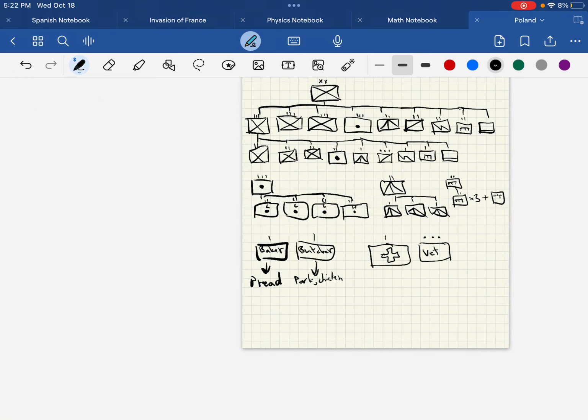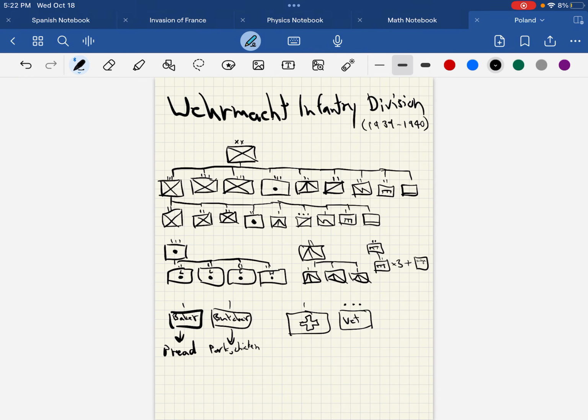So I think this is about it. These are all of the various units that were standard in a Wehrmacht Infantry Division. Wave 1, Wave 2, Wave 3, Wave 4 usually had this structure. Besides the fighting forces, the non-fighting forces were very important as supporters, because you couldn't have it otherwise. You couldn't have a war without these bakers, butchers, and doctors.